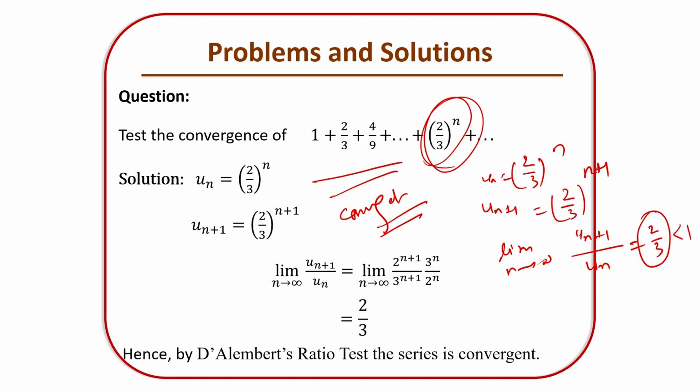If that limit is less than 1, the series is going to be convergent. If the limit is greater than 1, the series is not convergent, so that is divergent. And if the limit becomes 1, the test fails and we need a higher test. We call it Raabe's test. So in the next lecture I will explore Raabe's test, and that will give you the idea of where to use the ratio test and when to use Raabe's test. So in the next class we will follow Raabe's test.